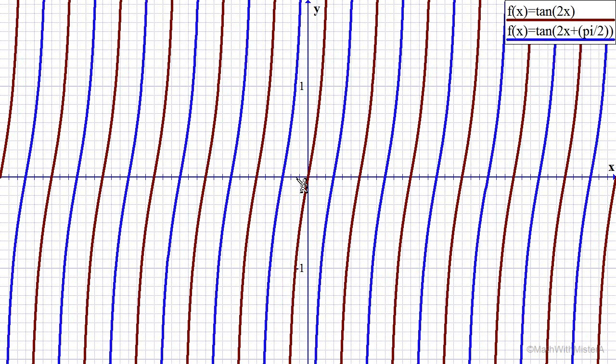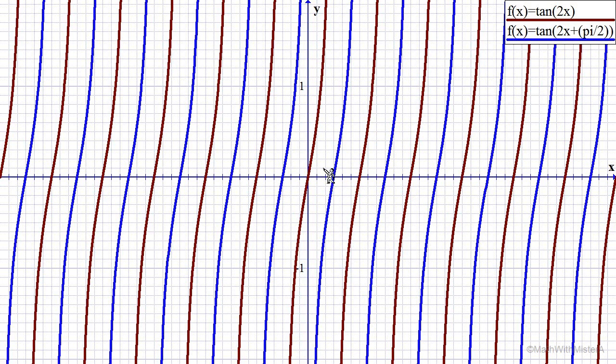Next, we did have a horizontal shift adding pi over 2. And it's working the same way, where we have to really think about that constant c divided by b. So a shift in this case, it's not pi over 2. Pi over 2 divided by 2, or pi over 4, which is 45 degrees. So our horizontal shift, we can now see it's 15, 30, 45 degrees.